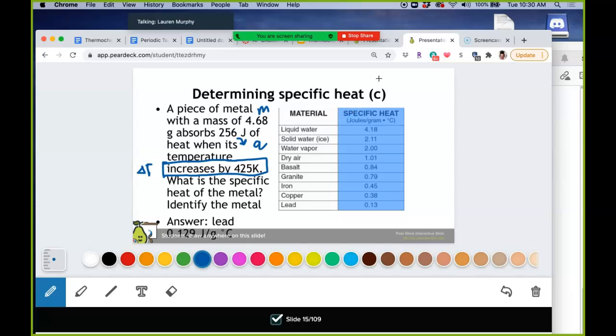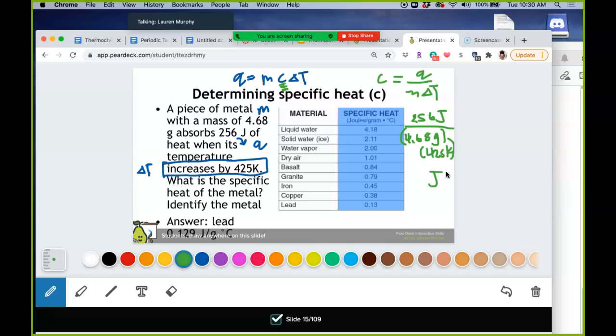What's the specific heat? Well, you rearrange. So Q equals mc delta T. We're solving for the specific heat. That's this guy. So it's Q over m delta T is specific heat. So the Q is 256 joules divided by the mass, 4.68 grams. Sorry, I know I kind of ran out of room. And 425 Kelvin, and you end up with 0.129, and then it's joules per gram Kelvin for your units, which is the same thing as joules per gram degrees Celsius in this chapter.